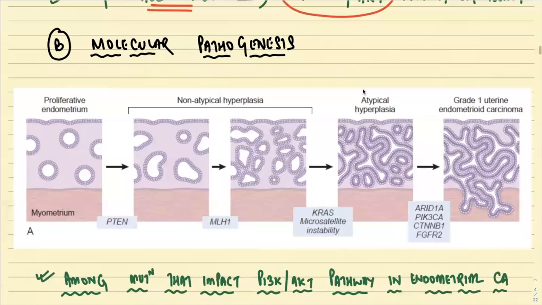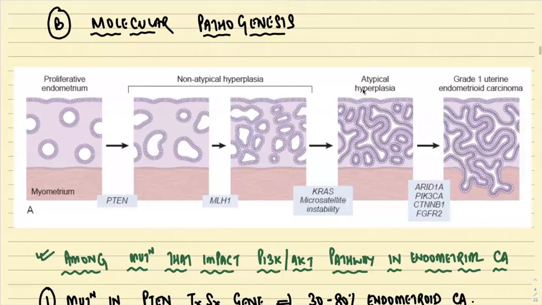Okay. So this is the molecular pathogenesis, a very beautiful diagram given in our Robbins. As I told you, type 1 endometrial carcinoma arises in the setting of hyperplasia. This is the proliferative endometrium with tubular glands, and the endometrial thickness is normal or hyperplastic. Initially, there is a mutation involving the PTEN tumor suppressor gene, followed by the stage of non-atypical hyperplasia, wherein there is an increase in the amount of glands relative to the stroma, and all of them have the same morphology.